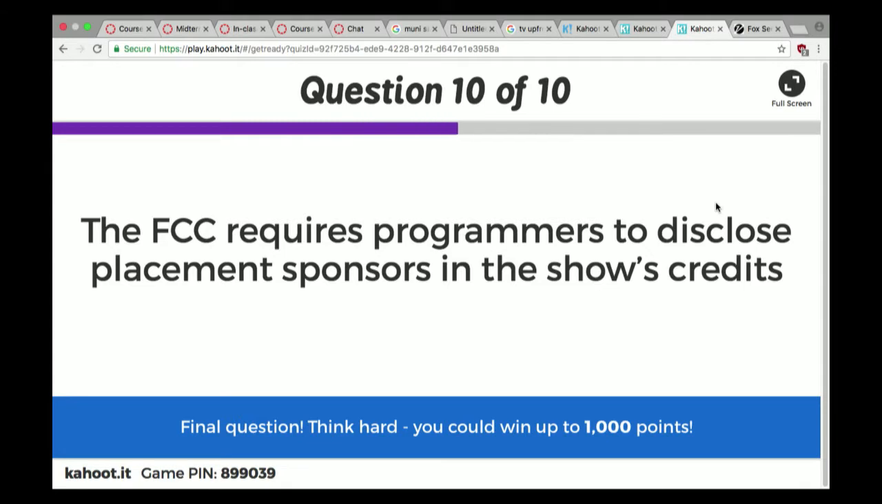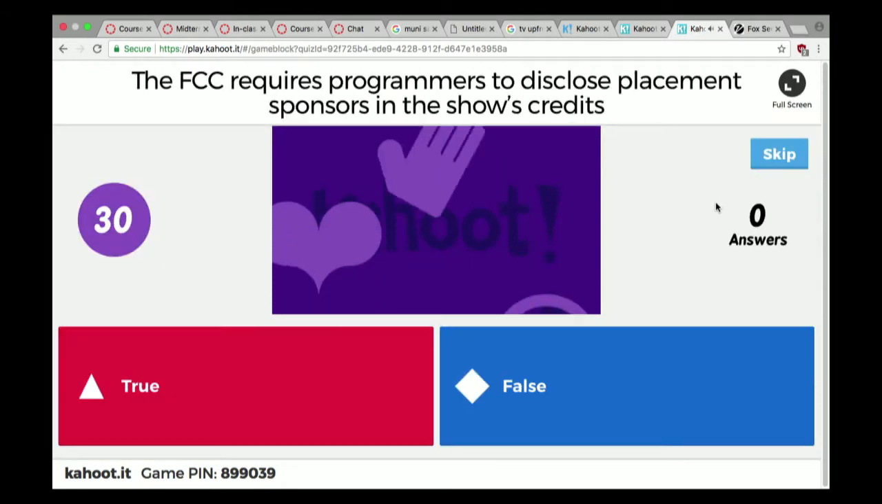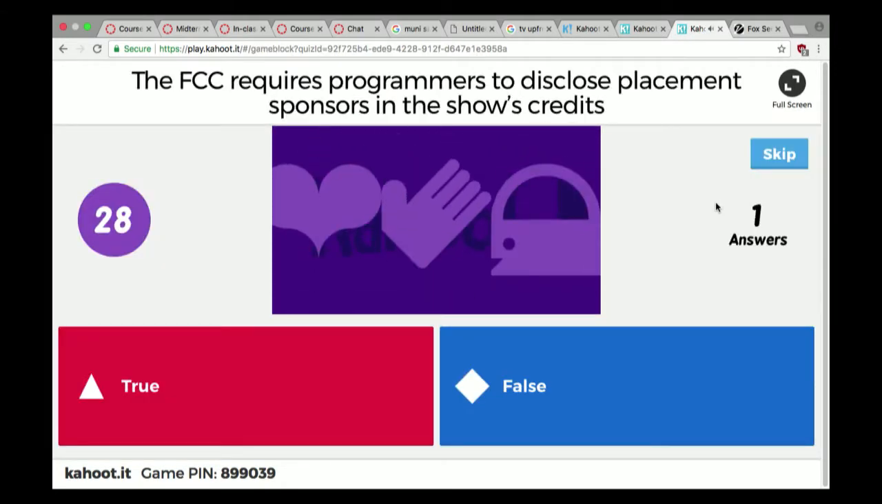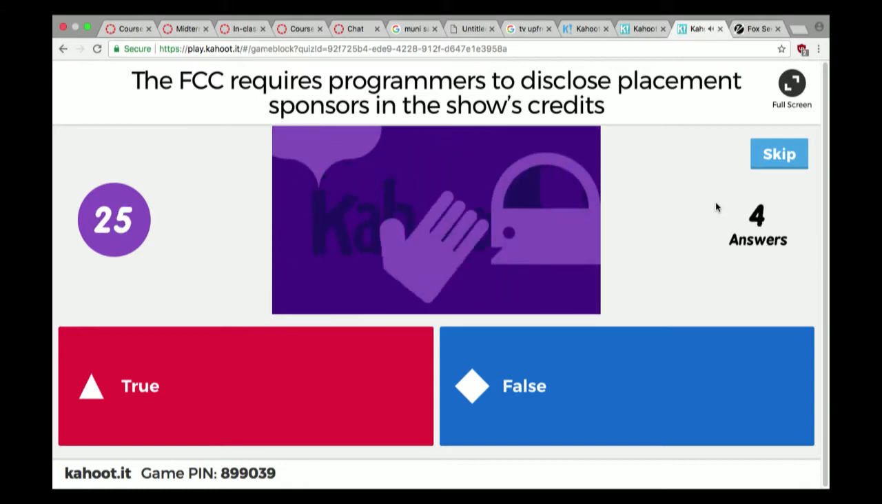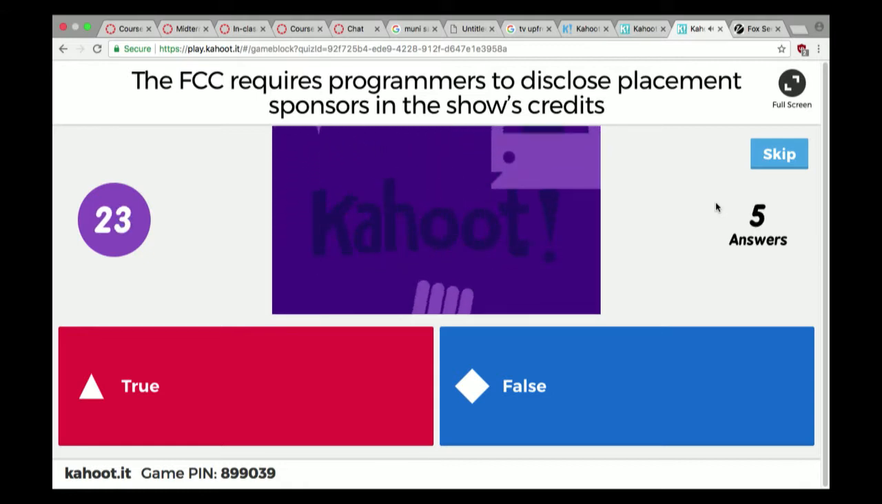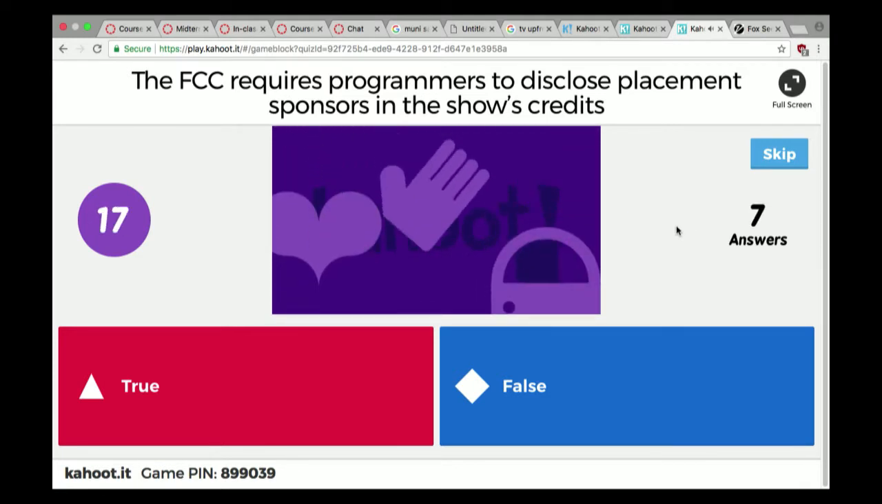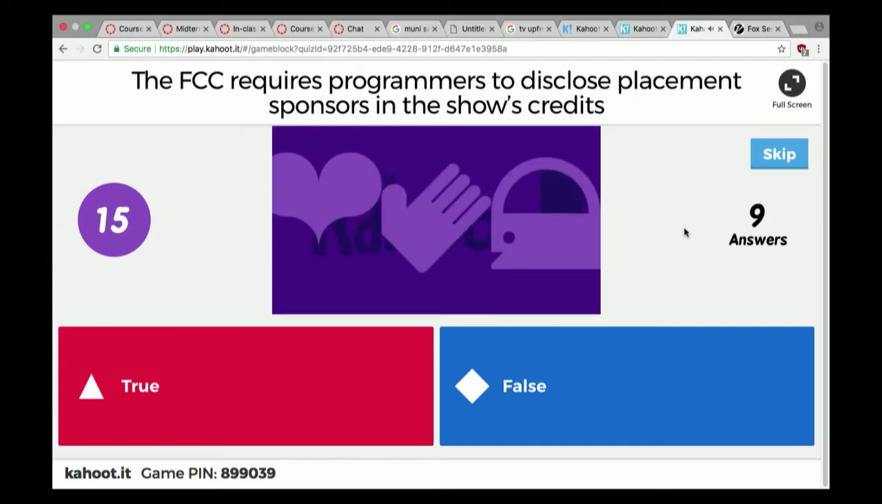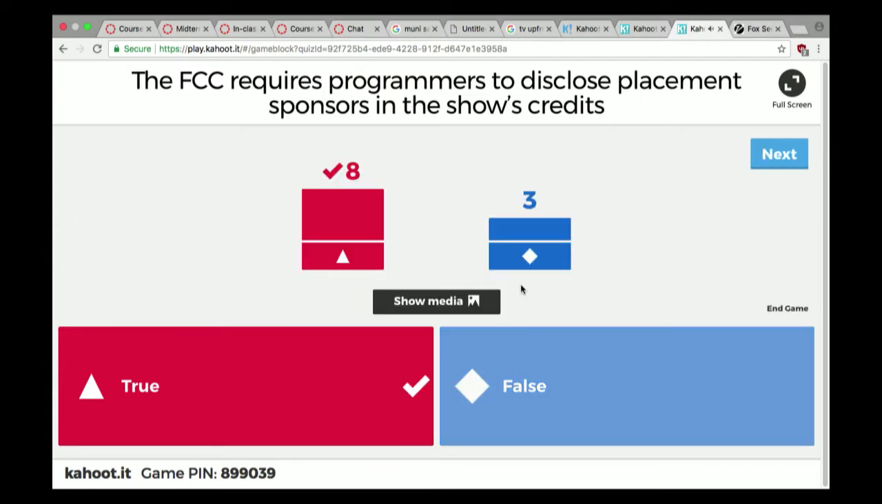Question 10 of 10. The FCC requires programmers to disclose placement sponsors in the show's credits. So in the credits of the show, if Apple gave money to have their iPads shown on Modern Family, do they have to be listed in the credits? The correct answer, again, the majority went for the correct answer. It is an FCC requirement. Product placements have to be specified in the credits of the show.